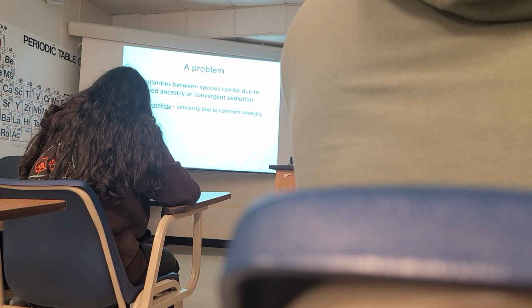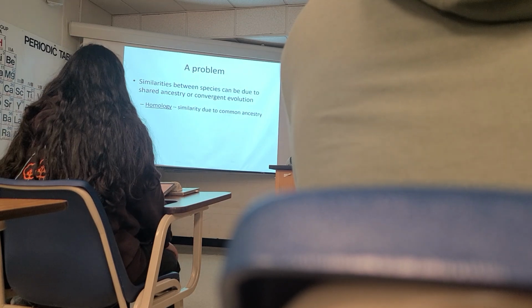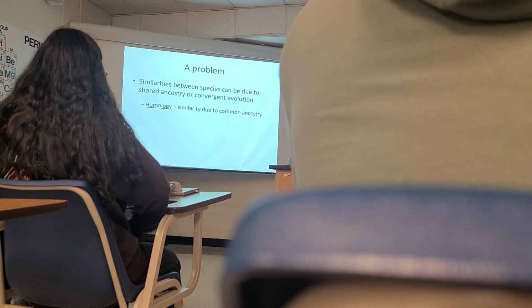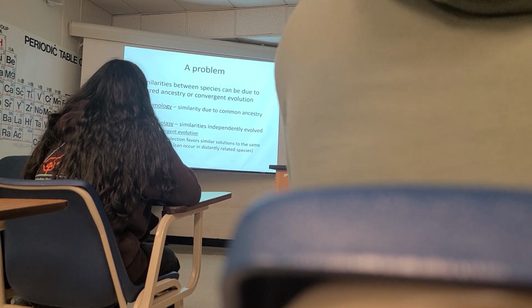If instead you have this similarity that evolved separately, independently, in these two groups at different times, and their ancestor doesn't have this feature, that is called homoplasy. That's the opposite of homology. It occurs when natural selection essentially favors the same solution to the same problem in similar environments, similar climates. And it can definitely occur in distantly related species.